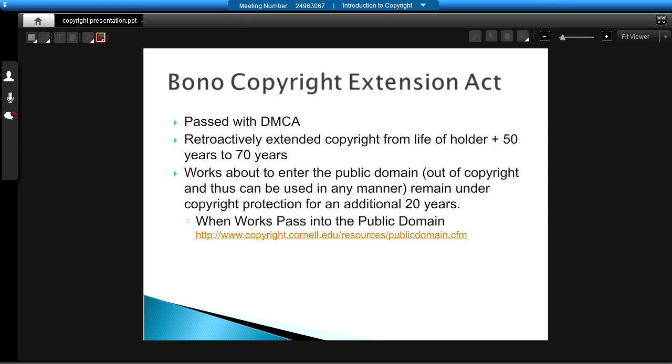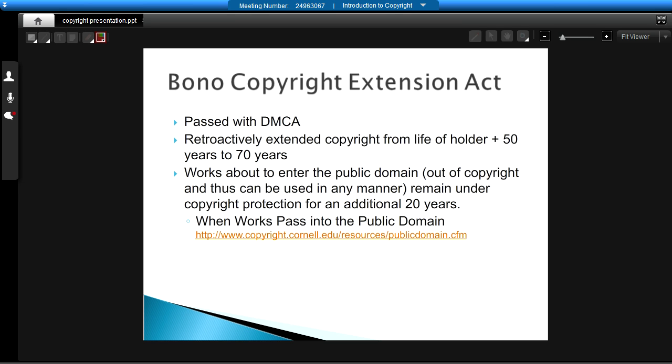The checklist itself won't necessarily tell you. You'd have to do more digging to find out if something was registered with the Copyright Office, but this gives you some guidance in case someone says, oh, something was published in 1921, is it in the public domain? The answer to that would be yes, indeed.